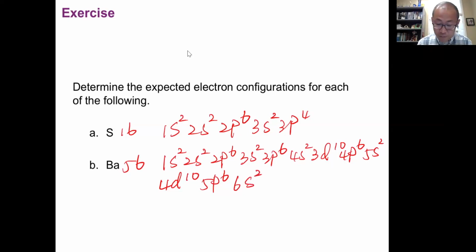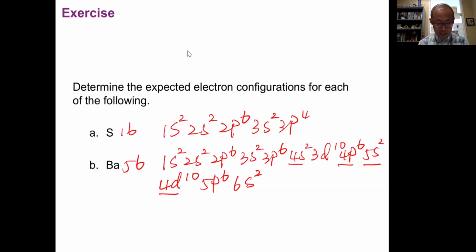After 3p is 4s. After 4p is 5s. Then 4d. After 4d, of course, is 5p. After 5p is 6s. So the electron configuration, I think that's 56. It's 10, 20, 30, 40, 50, 56. Yes, those are the 56 electrons. Those are the electron configurations of these two.